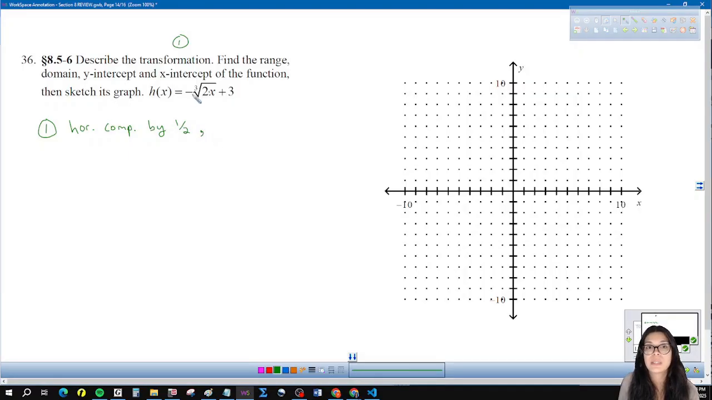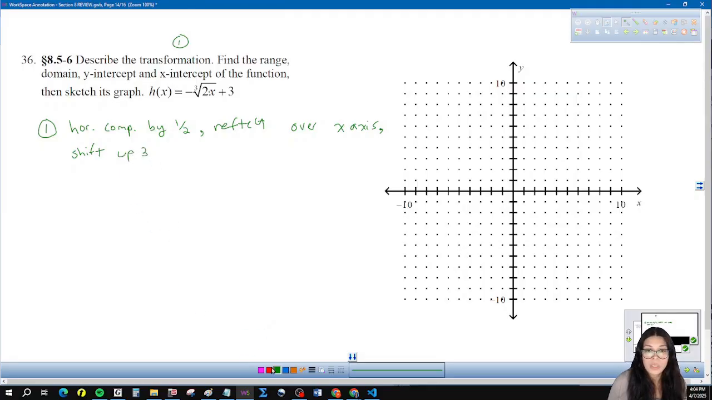Next, on the outside, we see multiplying a negative. So if you're multiplying y by a negative, that means you're reflecting over the x-axis. And then we're adding 3, so that means it is a shift up 3.